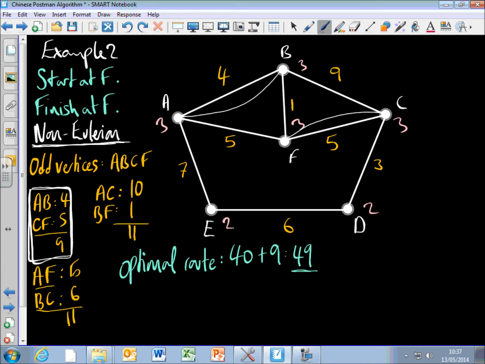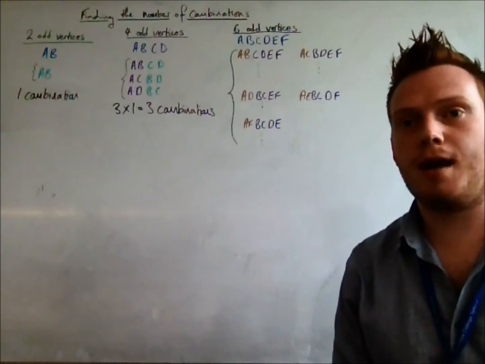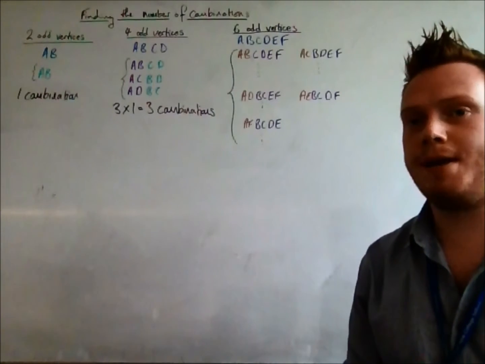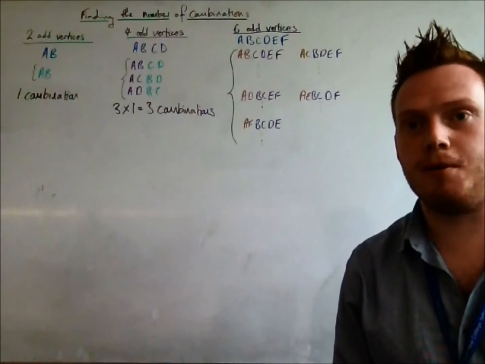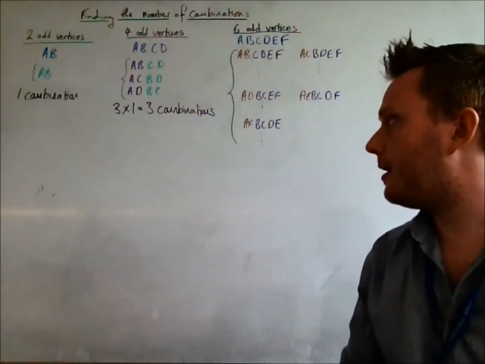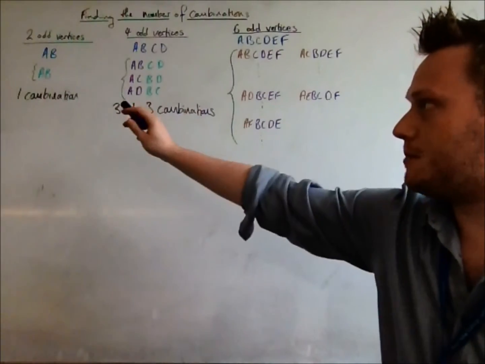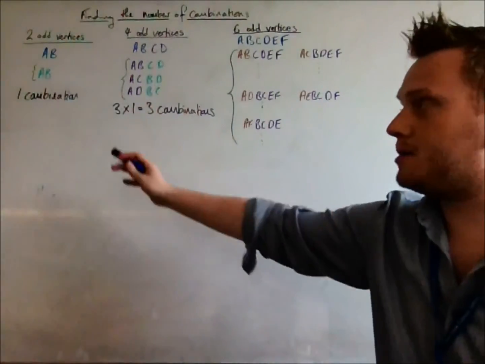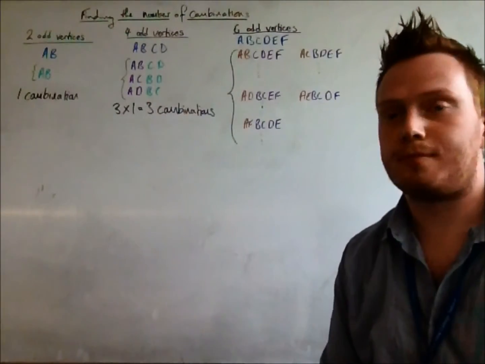Now we're going to look at how to find the number of different combinations there are of pairing up the odd vertices. Now, if I've just got 2 odd vertices to pair, A and B, then I can just pair A with B, so there's just one combination.